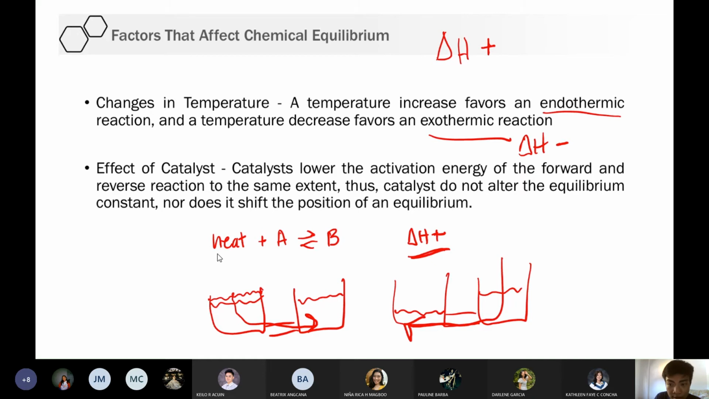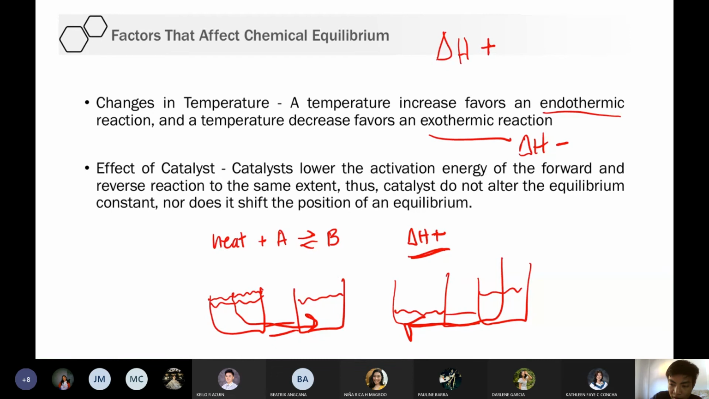Imagine that your heat is the reactant. So increasing the temperature means you will increase the heat on the reactant side, so it will push the reaction to the product side. But decreasing the temperature, or decreasing the heat, will push the reaction to the left side. So that is for endothermic reactions. Your heat is on the reactant side.